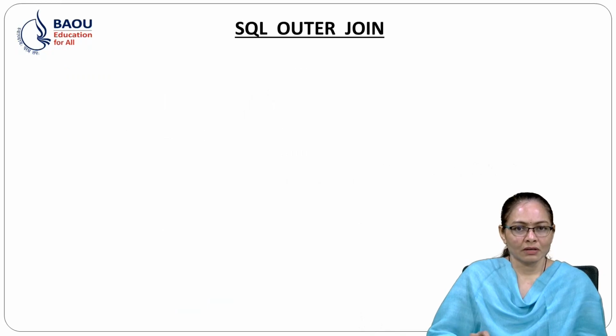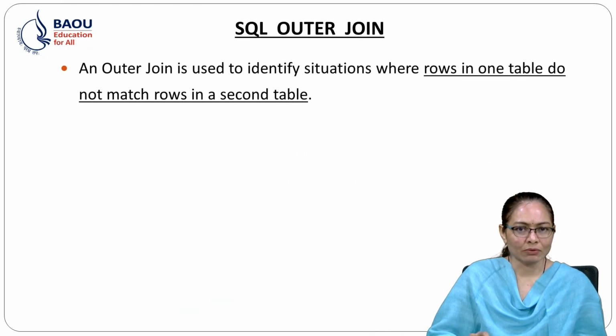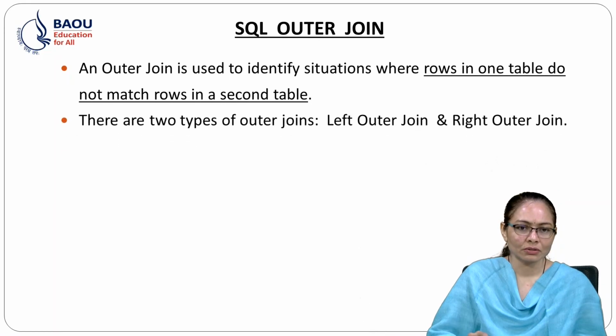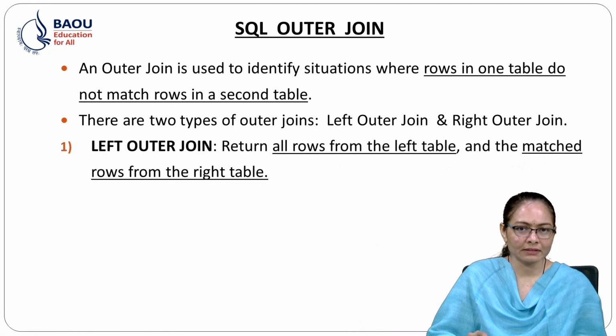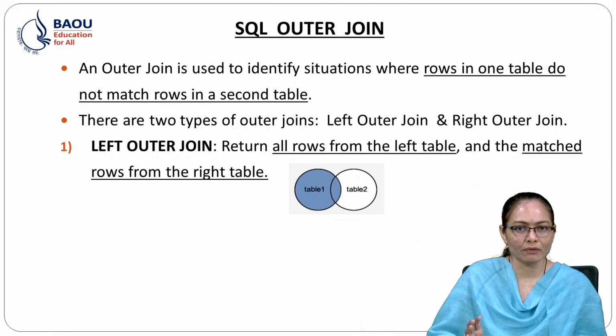Now SQL outer join. Outer join is used to identify the situation where rows in one table do not match the rows in a second table. There are 2 types of outer join, left outer join and right outer join. Left outer join returns all the rows from the left table and the matching rows from the right table. See in the figure, all the records of the left side table will be displayed.